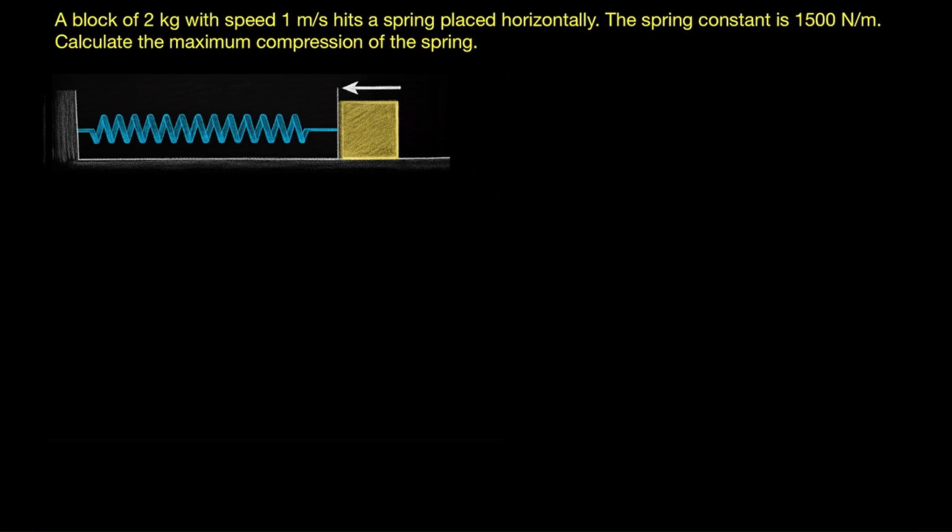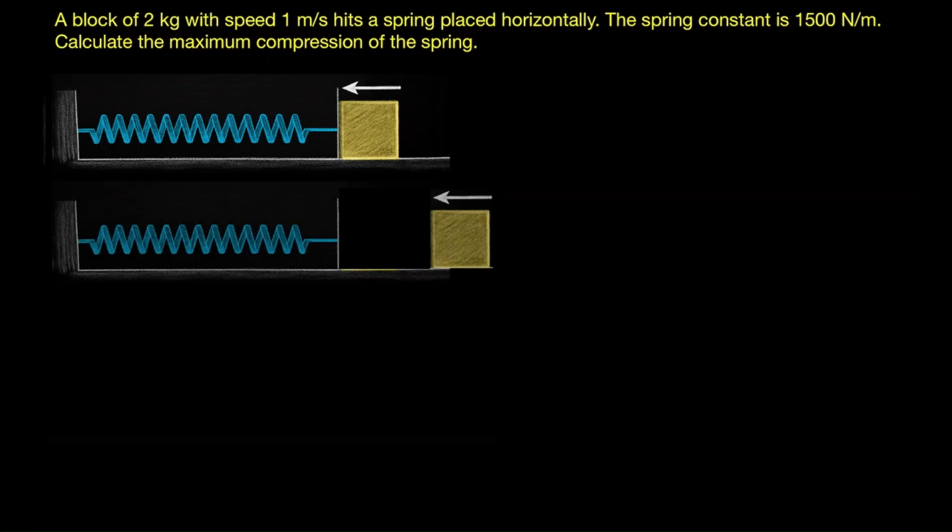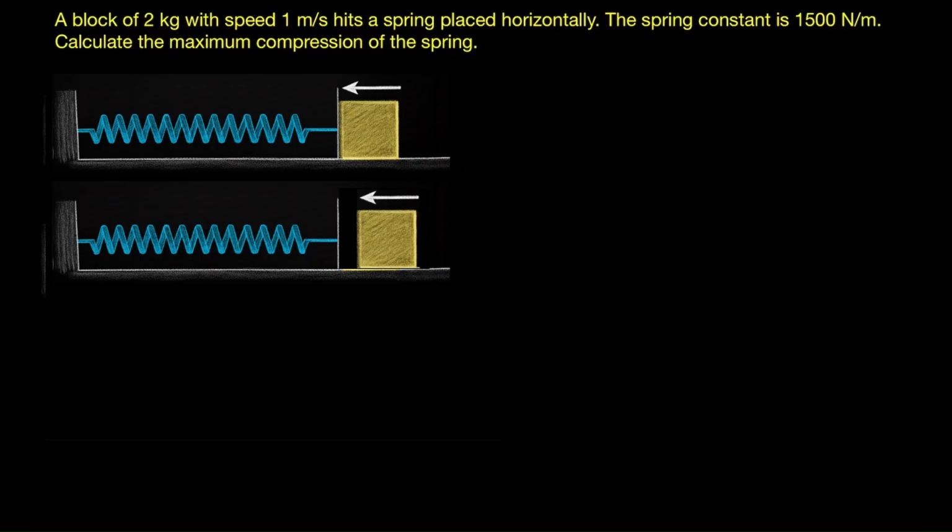In this video, let's practice a problem related to energy conservation. We've got a system here with a block and a spring. First, let's visualize exactly what is happening here. The block is moving toward the spring with a specific speed, which is 1 meter per second in this case.